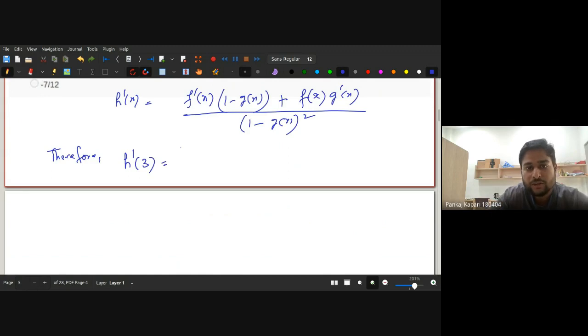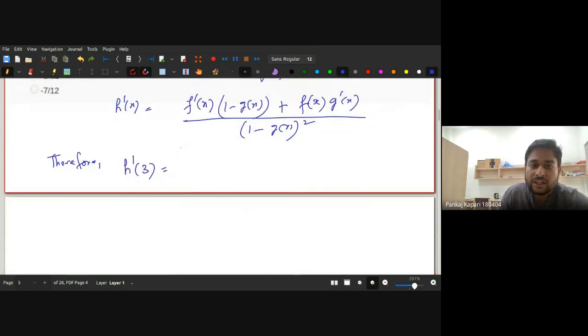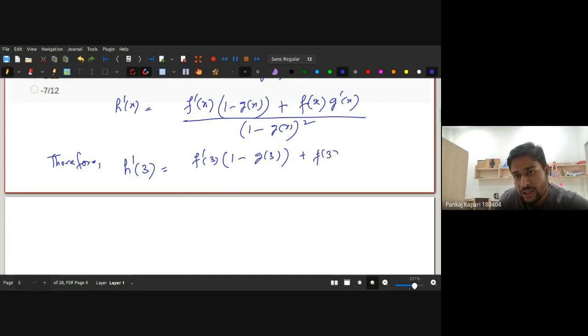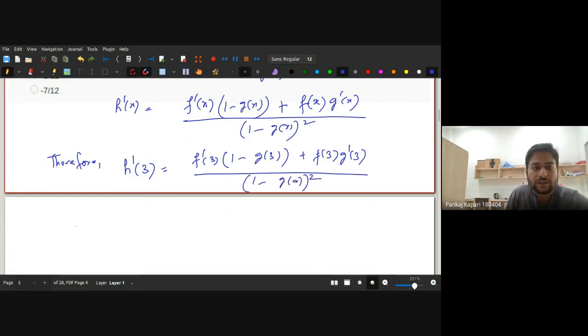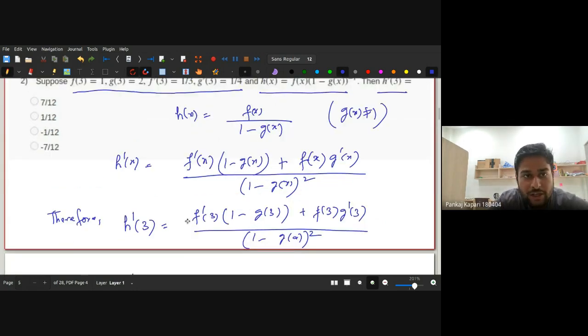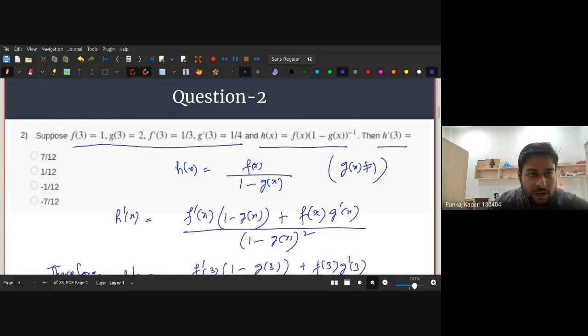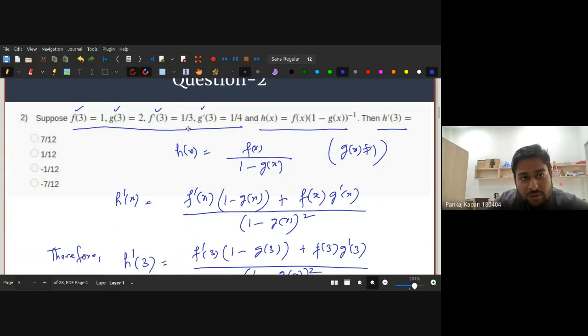Therefore, we have to find h prime of 3. It will be the same as f prime of 3 times (1 minus g of 3), plus f of 3 times g prime of 3, divided by (1 minus g of 3) whole square. Now notice that all these values are already given. You can see that we have been given f of 3, g of 3, f prime 3, and g prime 3. So we'll use all these values.